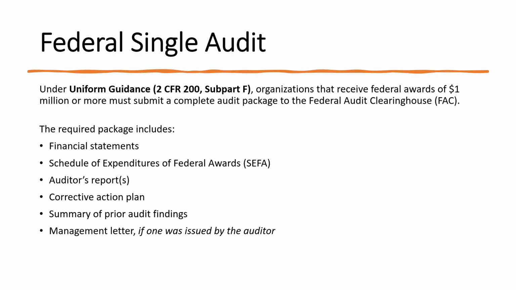Under uniform guidance, any organization receiving $1 million or more in federal awards must complete a federal single audit, one of the most rigorous audits an organization can complete. This package includes financial statements, the schedule of expenditures of federal awards, auditor reports, a corrective action plan, a summary of prior findings, and the management letter if one was issued. Together, these demonstrate strong accountability for federal funding.